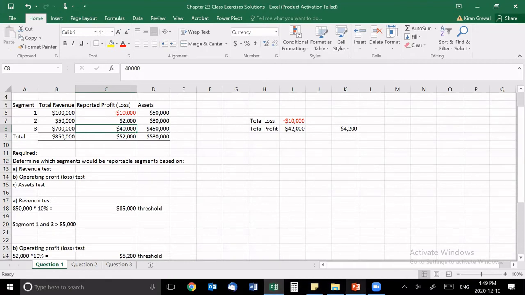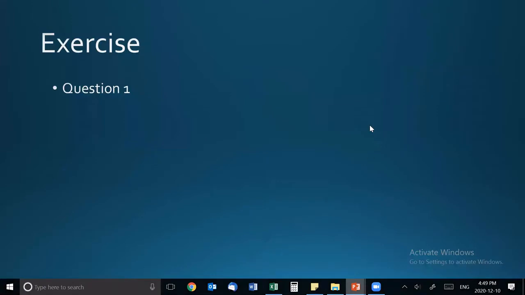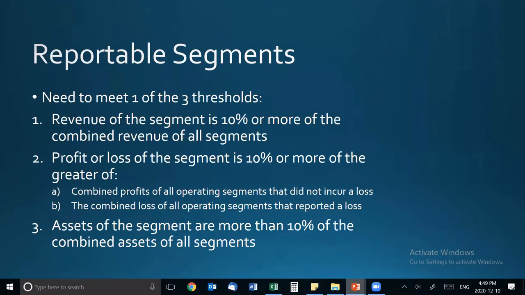All right, so let's go back into our PowerPoints and we'll go to the next topic. Like I said, there's a bunch of different topics, but they're very small. Each topic is pretty small. Okay, so that was segmented reporting, going through revenue test, profit test, and asset test.